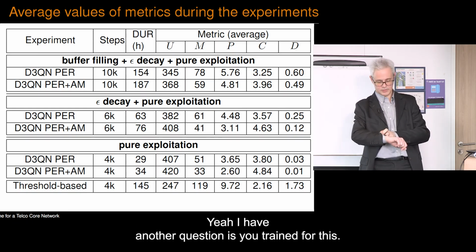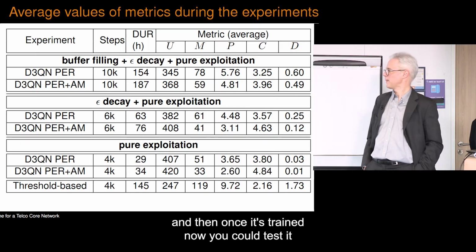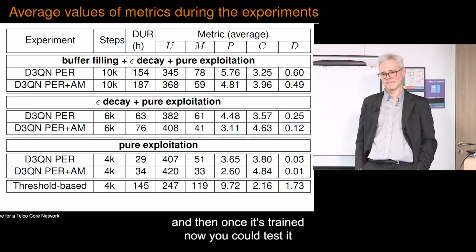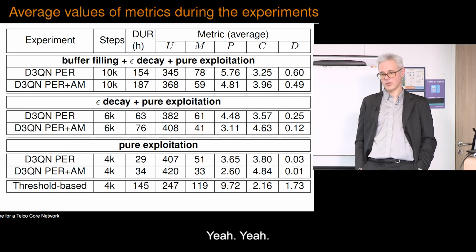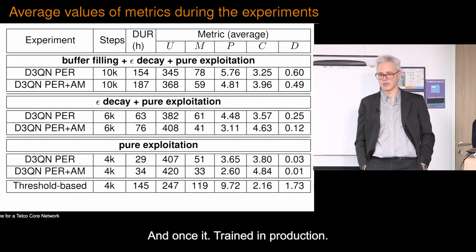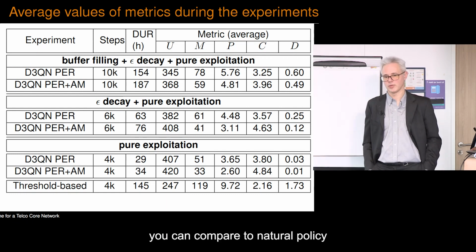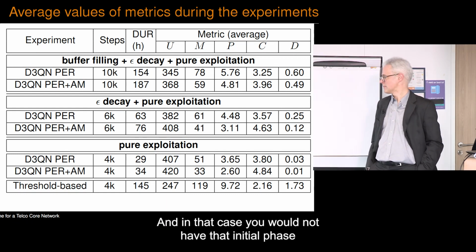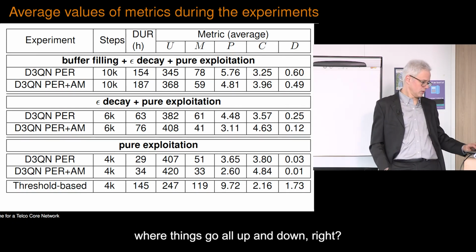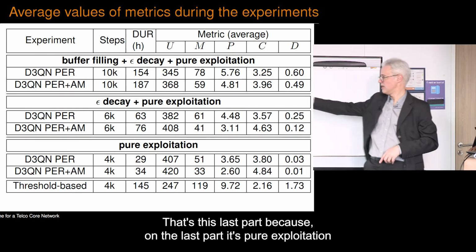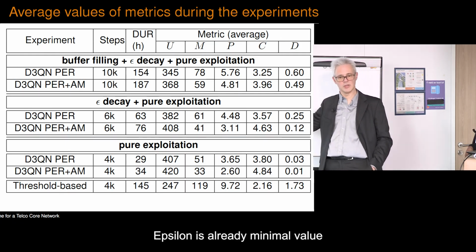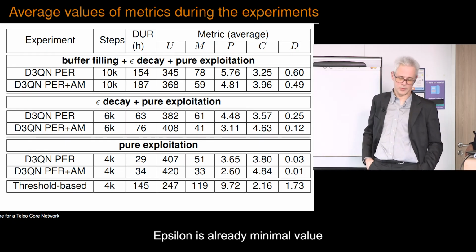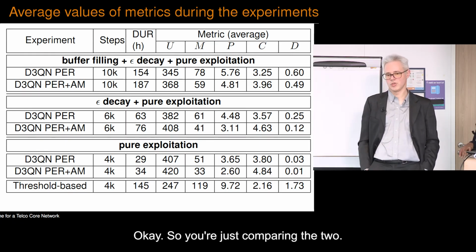Another question is: you could train this, and then once it's trained, now you could test it directly with epsilon equal to zero. Yeah. You can use a trained model in production. Once it's trained, you can compare afterwards to the threshold policy, and in that case, you would not have that initial phase where things go all up and down, right? That's this last part, because on the last part, pure exploitation, epsilon is already at the minimal value. Okay. So we're just comparing the two.